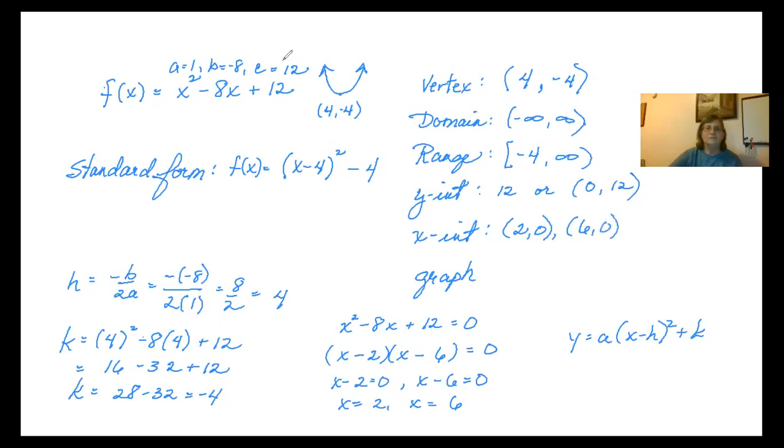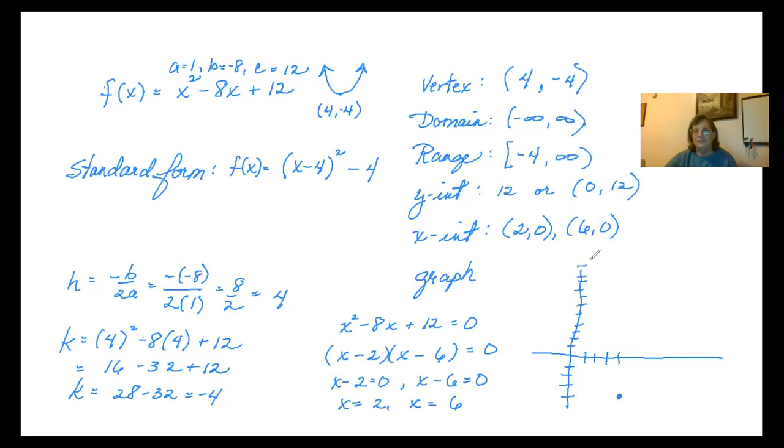And for the graph, the vertex is 1, 2, 3, 4 over, and 1, 2, 3, 4 down. Here's the vertex. The y-intercept is at +12. 1, 2, 3, 4, 5, 6, 7, 8, 9, 10, 11, 12 up here. The x-intercept, one is at (2, 0). Here's the 4, 5, 6. The other one is at (6, 0).